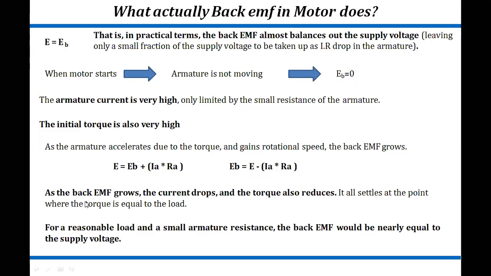So here we can see that as the back EMF increases, because of the negative sign here, current will decrease, current drops. So the torque will reduce. Initially we take the torque as high, but as the value of back EMF goes up, the value of current is decreasing, that's why torque will also reduce, and it all settles at the point where the torque is equal to the load. Here we are decreasing the value of torque to a reasonable value.